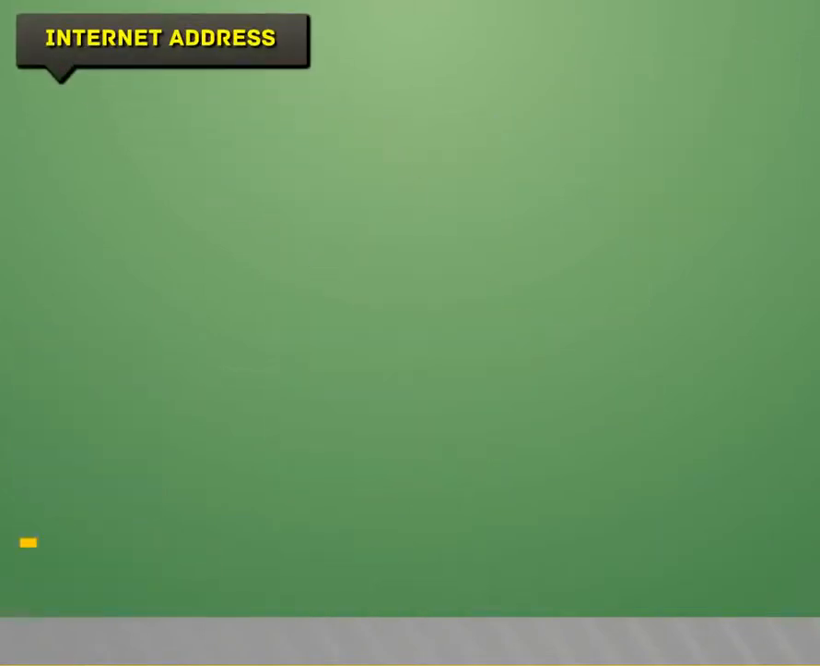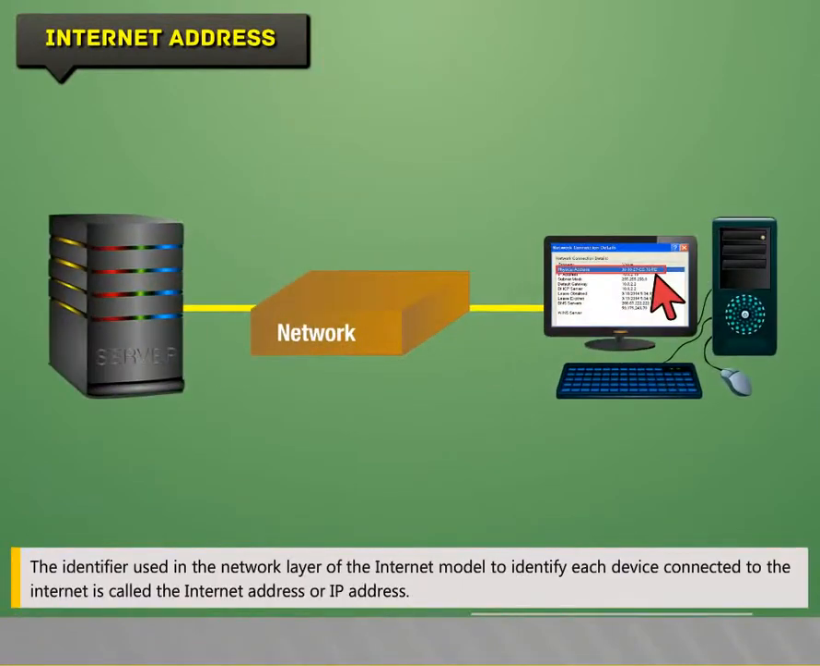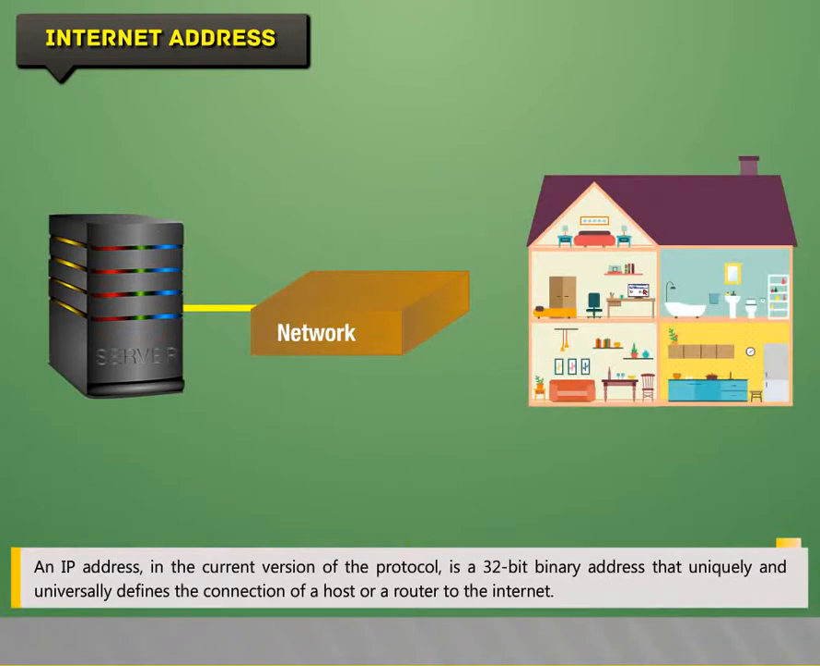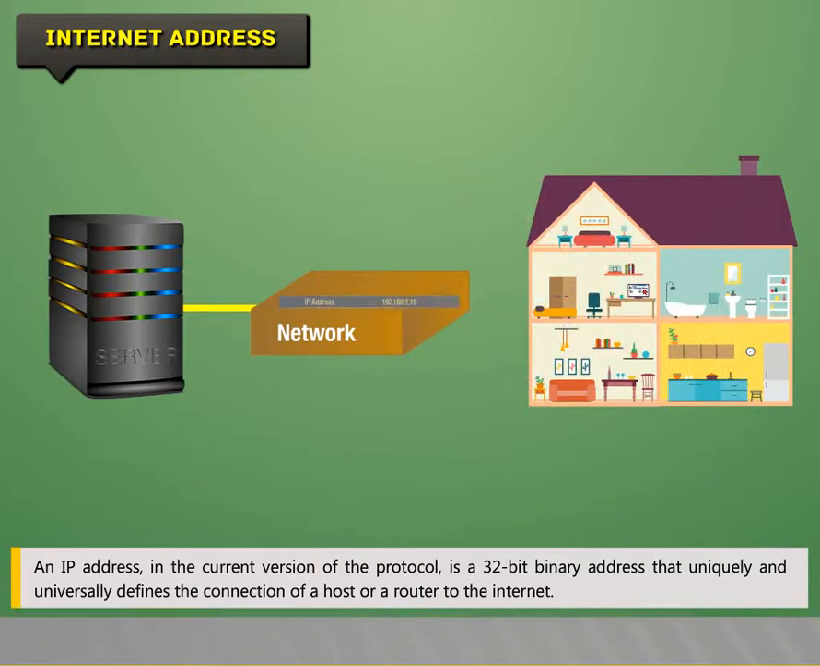Internet address. The identifier used in the network layer of the Internet model to identify each device connected to the Internet is called the Internet address or IP address. An IP address in the current version of the protocol is a 32-bit binary address that uniquely and universally defines the connection of a host or a router to the Internet.